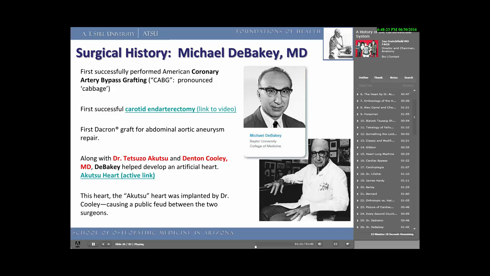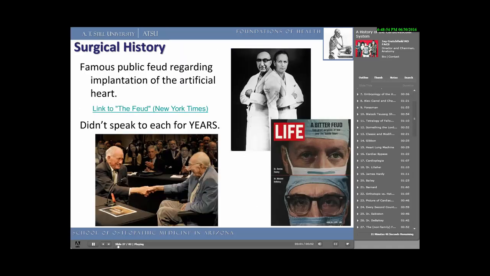However, along with Dr. Denton Cooley and the inventor of an artificial heart, Dr. Akutsu, it led to a very public feud between Dr. Cooley and Dr. DeBakey, because Dr. DeBakey had accused Dr. Cooley of stealing the technology and putting the first artificial heart into a patient. We'll talk about this later. And again, it made all of the big newspapers. Even Life magazine at the time showed these two surgeons on the cover.